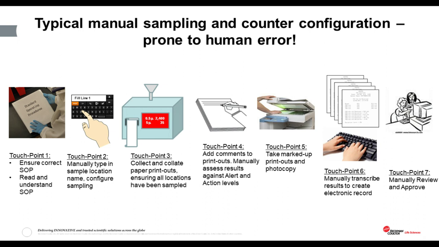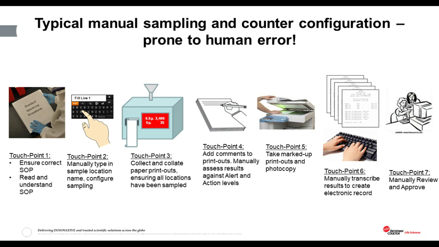Then they have to follow the sampling map defined in the SOP and go to each sample location marked on the sampling map. They have to manually type the location name for the sample into the counter via the on-screen keyboard. Next, they have to configure the counter to sample for the correct amount of time and for the correct number of samples according to the SOP, and this may vary for different locations.